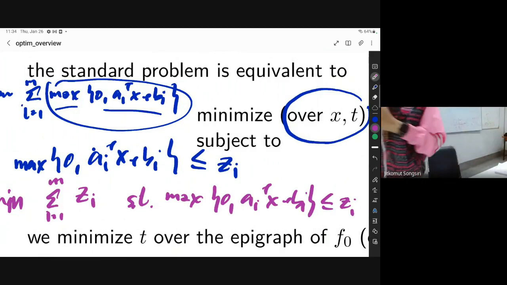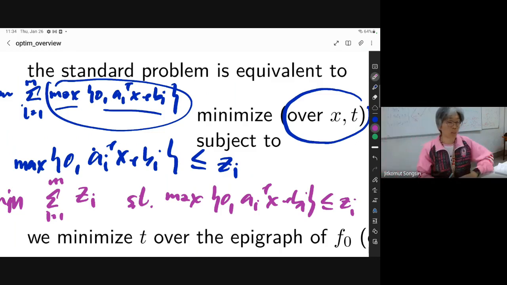Forget about the sum first, right? Just for one fixed i, I use the epigraph form. I minimize Zi and I put Zi as an upper bound of this max. Get it? Okay? Now I'm going to erase, all right?